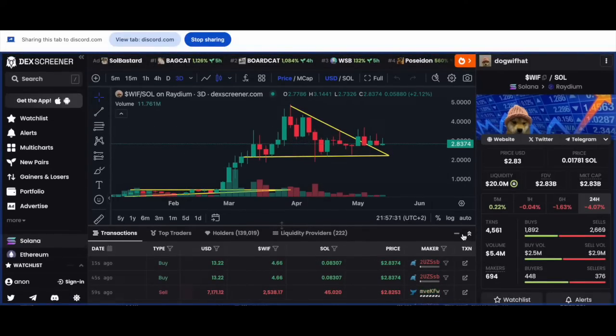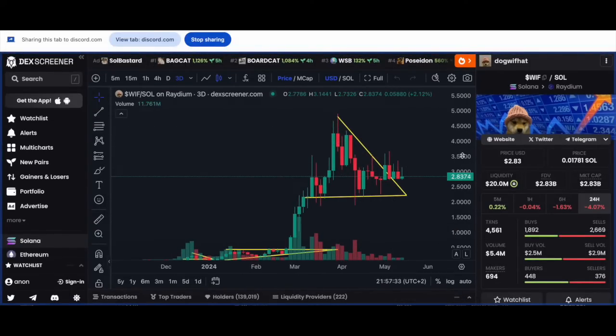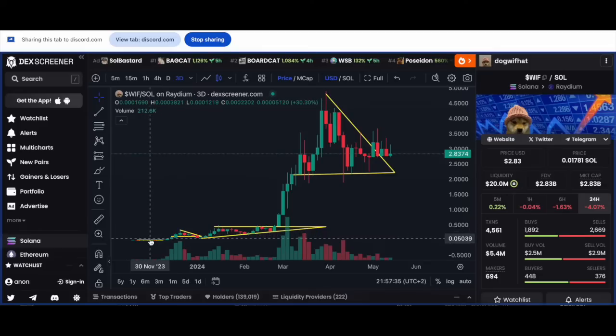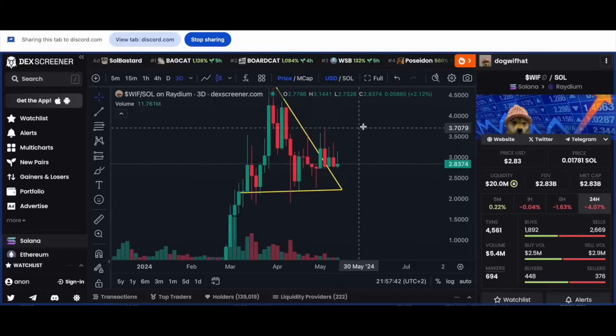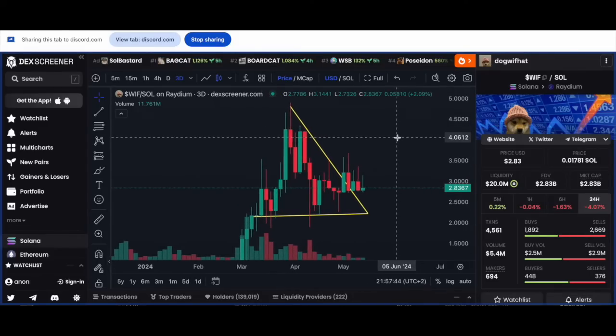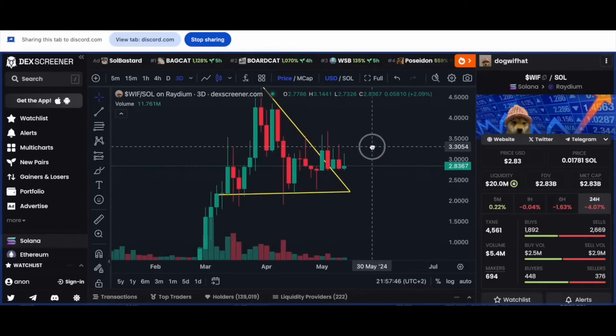Let's look at WIF. All right, so there's a few charts here. I actually have left all my yellow lines from when I got in at 200k, and I could have been a multi-millionaire if I had just held, but that's okay. But what we're looking at here, guys, is essentially a breakout. Not a lot of strength.